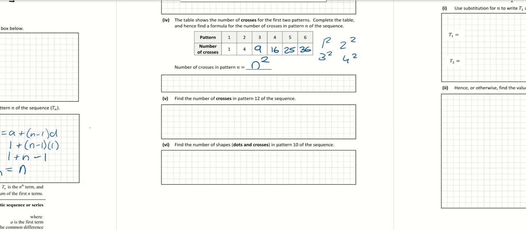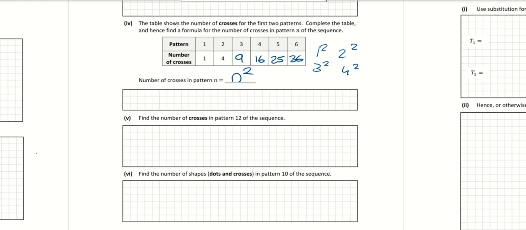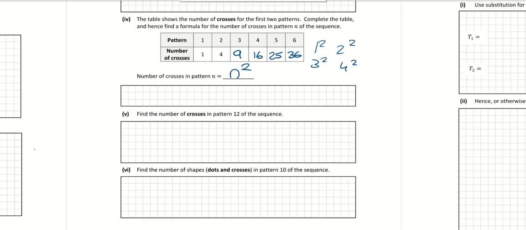Okay, so find the number of crosses in pattern 12 of the sequence. Okay, so that just means sub into this. So n squared for 12 will be 12 squared equals 144. Okay, very simple. Just multiply it. And then find the number of shapes in pattern 10.